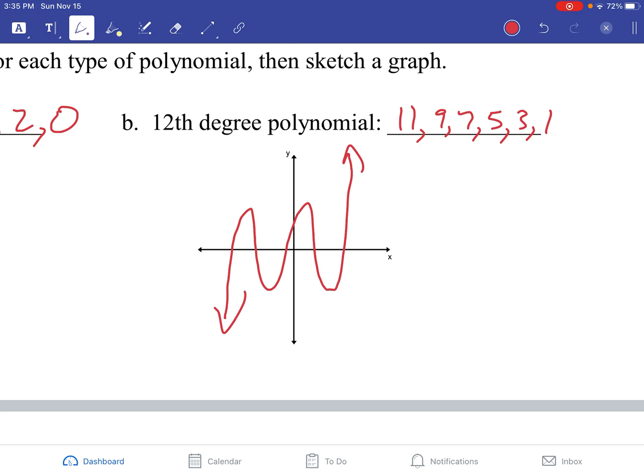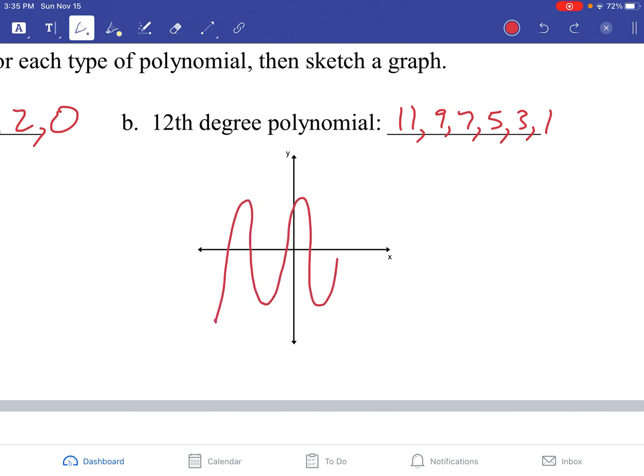There we go. That could be a 12th degree polynomial. It's got the right number of extrema. No, wait, hold on. No, it doesn't. 1, 2, 3, 4. I missed one. 1, 2, 3, 4, 5. There we go. Now we're on set. So you got 1, 2, 3, 4, and 5 number of extrema.